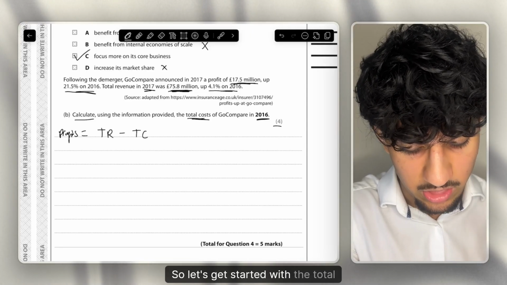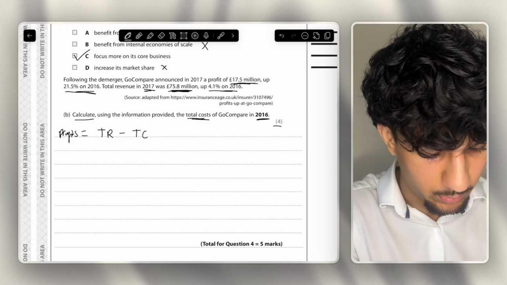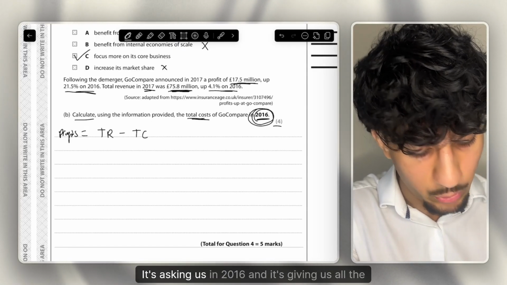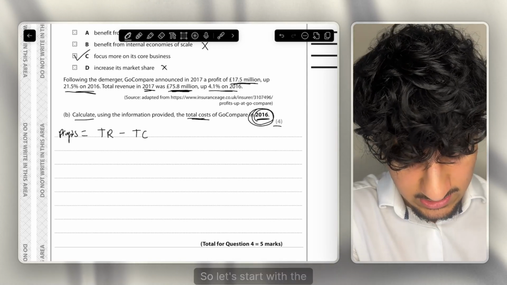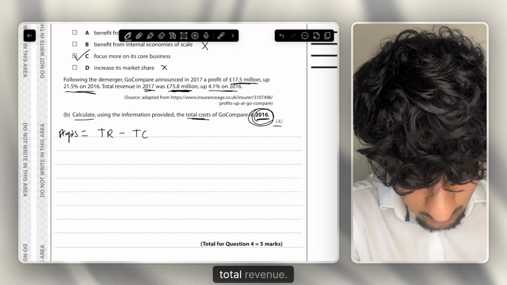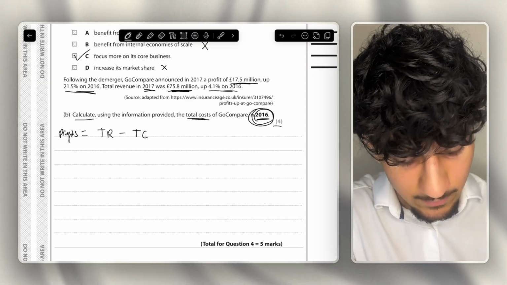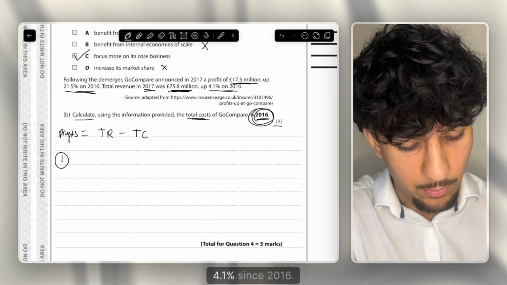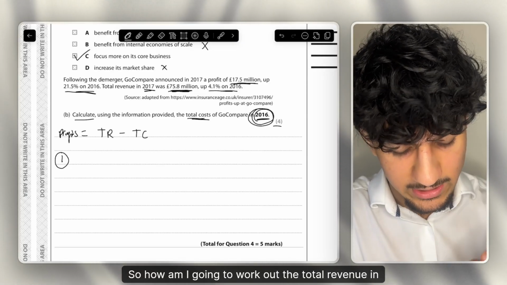So let's get started with the total revenue. And of course, the main thing, and this is why it's a big 4-mark question, is that it's asking us about 2016, and it's giving us all the stats and figures from 2017. So let's start with the total revenue. Total revenue in 2017 was 75.8 million, and that is up 4.1% since 2016. So how am I going to work out the total revenue in 2016?